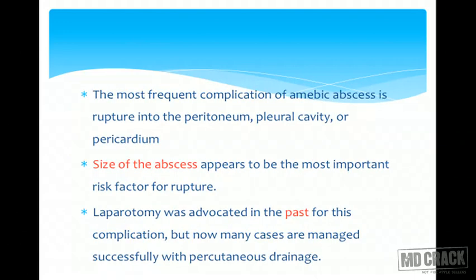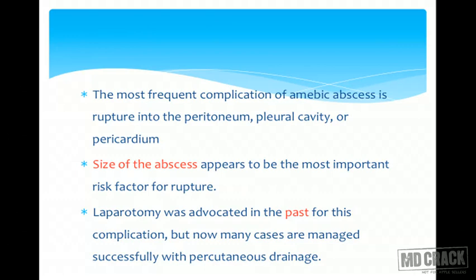The most frequent complication of amoebic liver abscesses is rupture into the peritoneum, pleural cavity or pericardium. Size of the abscess is the most important risk factor for rupture. So if you are asked which of the following is the most important risk factor, they may give you choices like size of the abscess, location of the abscess and duration of the abscess. It is not all this, but only the size of the abscess that forms the most important risk factor for rupture. So even if it is located deeply, if the abscess is small, it won't rupture, but if it is larger, then it is likely to rupture.